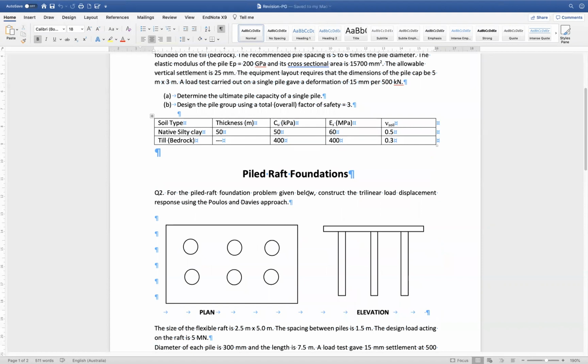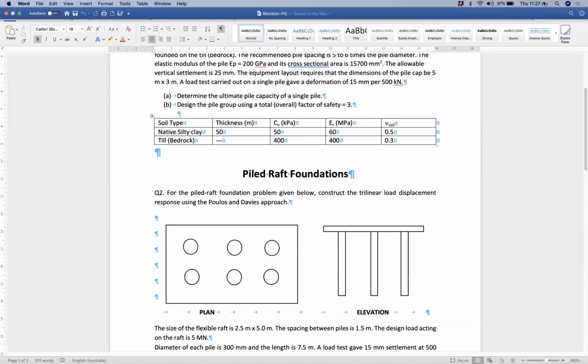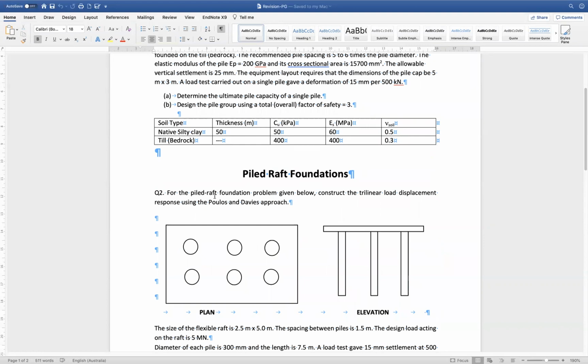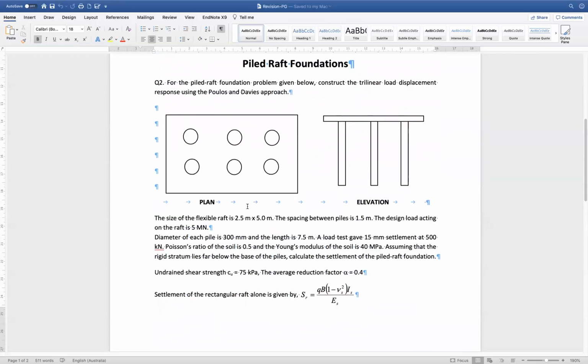In the second question, we need to find out, for the pile raft foundation problem given below, we have here the layout, we have the cross-sectional area as well, the elevations and the plan view. Construct the trilinear load displacement response using the Modulus and Davis approach. And the size of the flexible raft, we have here a flexible raft, which is 2.5 meter by 5 meter, the long dimension. The spacing between piles is 1.5 meter, that's center to center, 1.5 meter, another 1.5 meter.